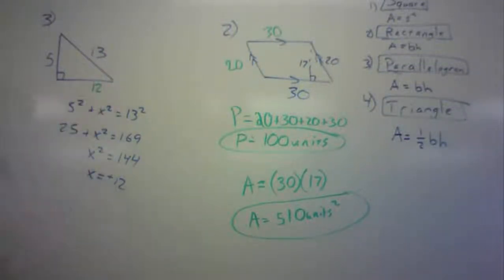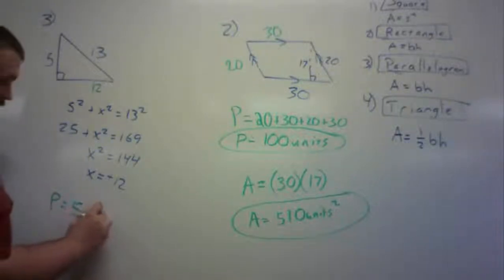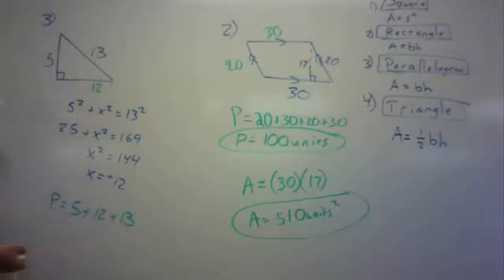Now the perimeter and area you should be able to find relatively quickly. Go ahead and try it. This is your setup for perimeter. It should be, in the end, 30 units.